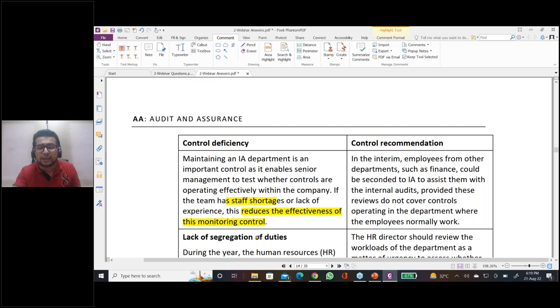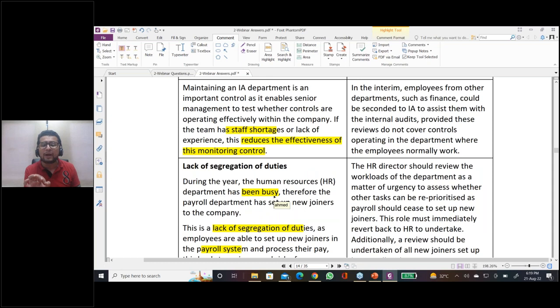Number third deficiency within the question is that the HR department and the payroll department should have a segregation of duty, but because the HR department is too busy, there seems to be a compromise that could lead to fictitious employees being set up and paid. Are you clear up till now with respect to three deficiencies? Okay, clear. Brianna is clear. Hamad is clear. Okay, Ubaid is saying, please repeat internal audit.